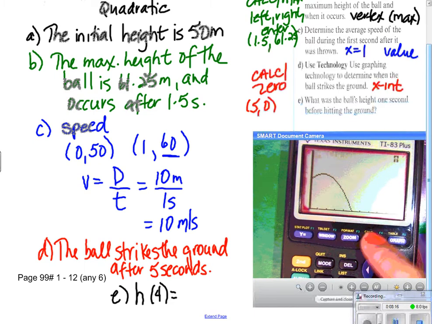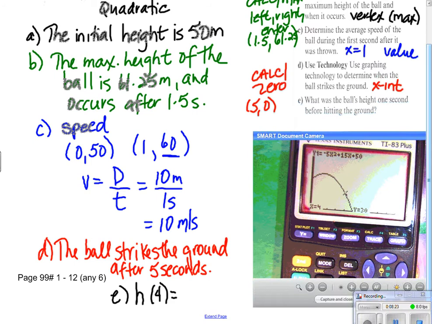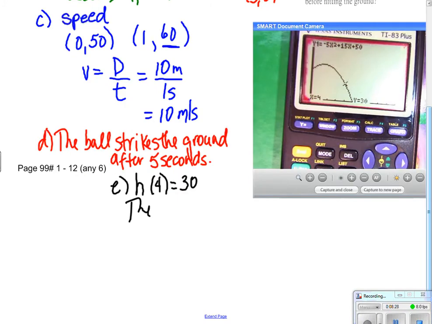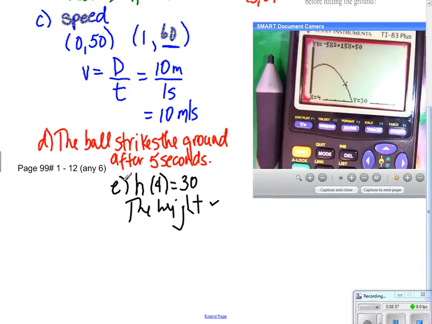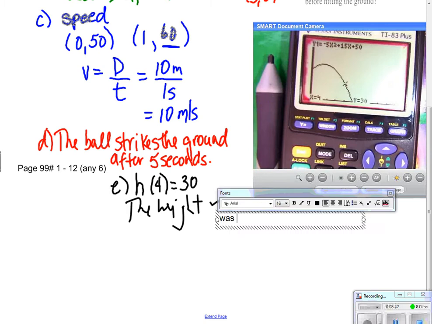So I want calc, number 1, and I want to put in the value 4 seconds. The height was 30. And the time was 4 seconds.